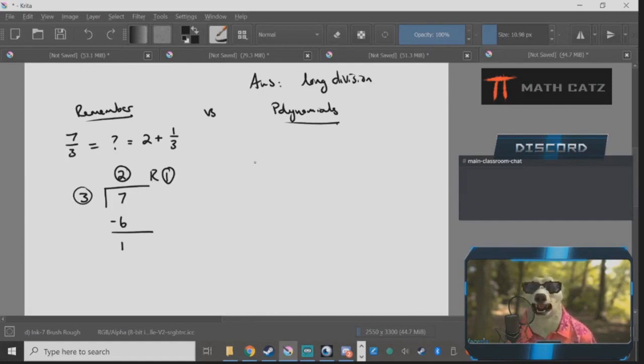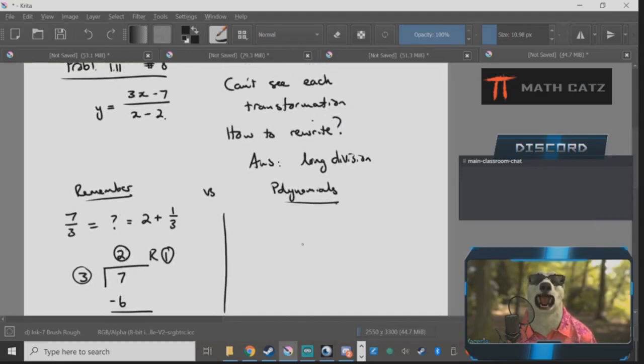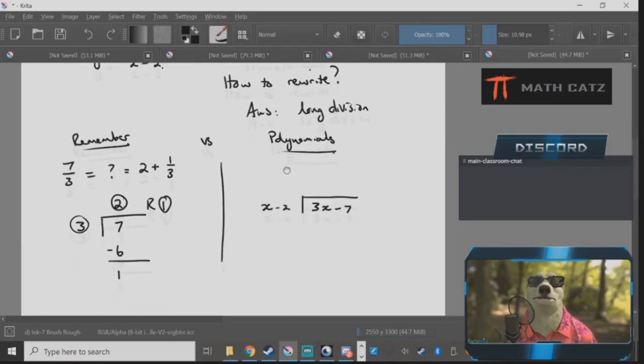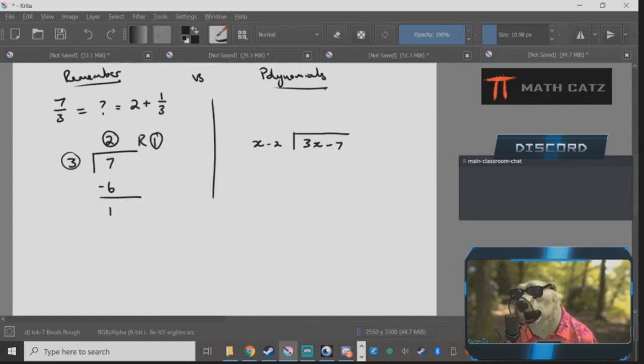grade 4, let's say. We're going to do the same thing. We have, however, little polynomials. Our numerator is inside the house, 3x minus 7. Our divisor is x minus 2 outside the house. But we're doing almost the same thing. Almost the same. We have multiple terms, so there's a slight adjustment.